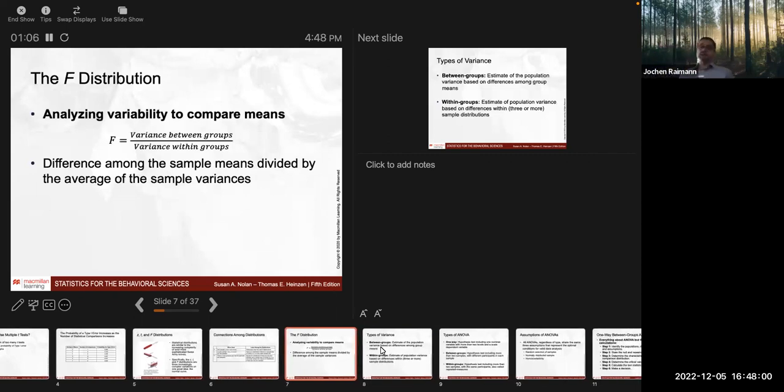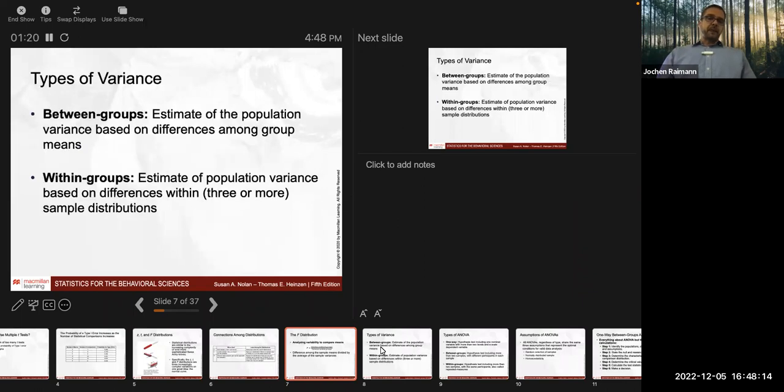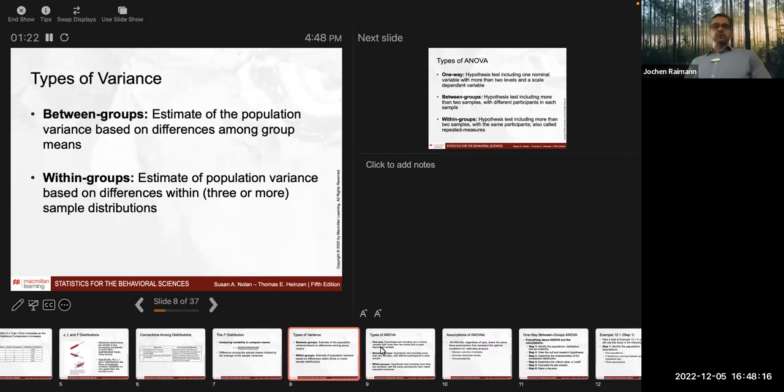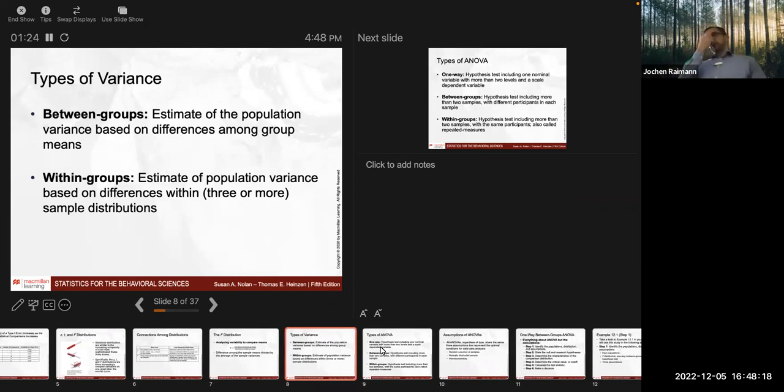But basically, estimating the variance between the groups, that's the deviation from the grand mean, which is the mean of means, divided by the variance within the groups, which is basically the variability within the groups from their respective group mean. We're distinguishing two types of ANOVA, a between groups ANOVA and a within groups ANOVA, where the between groups ANOVA compares each individual group mean to the other group means.